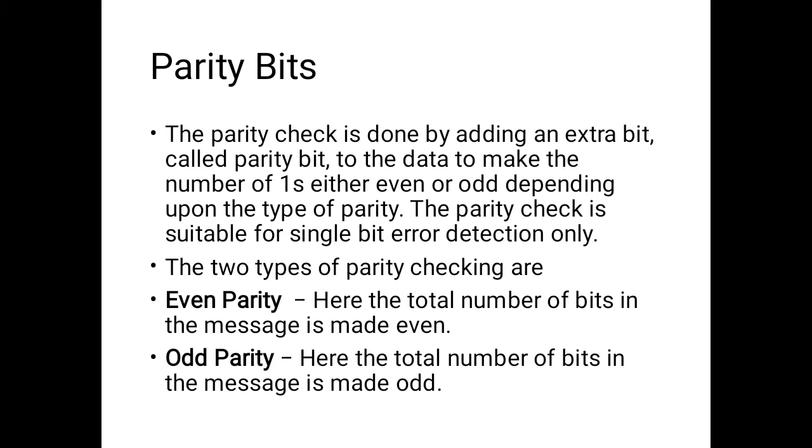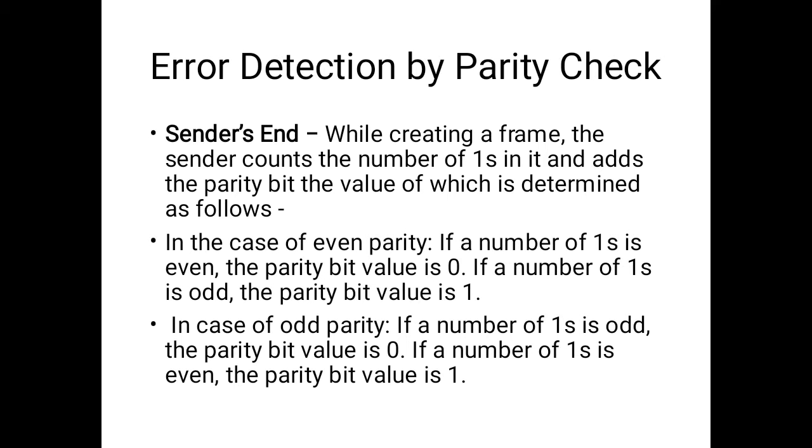Now, parity bits. The parity check is done by adding an extra bit called parity bit, that is nothing but your redundant data, to the data to make number of ones either even or odd. Again, this depends upon the type of parity. The parity check is suitable for single bit error detection only. Parity check is used to detect an error hidden in only single bit, not more than 1 bit. The two types of parity checks are even and odd. In even, total number of ones in the message are made even. In odd, total number of ones in the message are made odd. How they are made, we will see now.